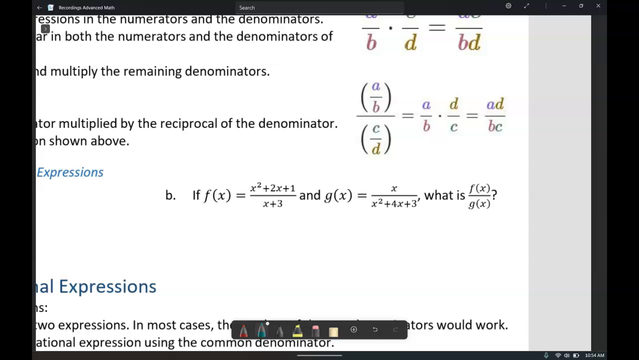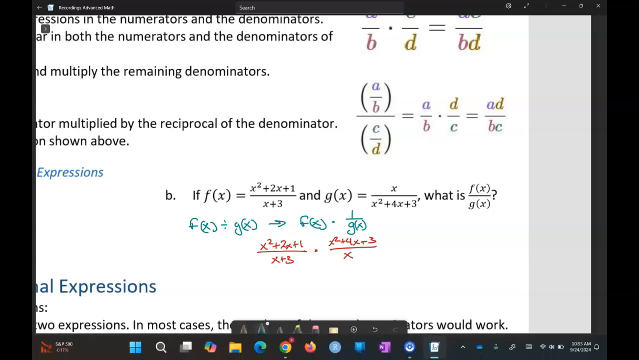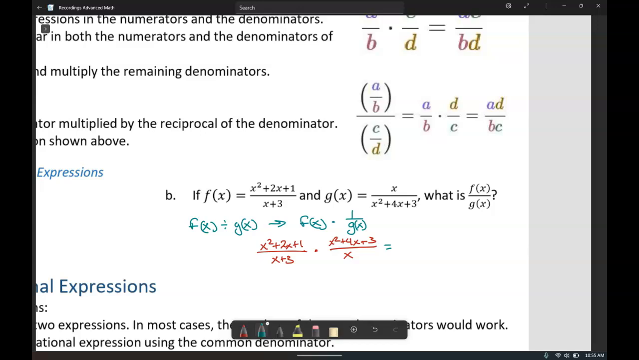Here we have the same thing, but it's in function notation, and we're going to do division. So we have to apply our division rule of fractions. Remember that when we have to divide two fractions, what we really do is multiply the first fraction by the reciprocal of the second fraction. So we'll take our function f of x, which is x squared plus 2x plus 1, over x plus 3, and we're going to multiply it by the reciprocal of g of x, which is x squared plus 4x plus 3 over x. Now we've got some trinomials that we'll want to go ahead and factor.